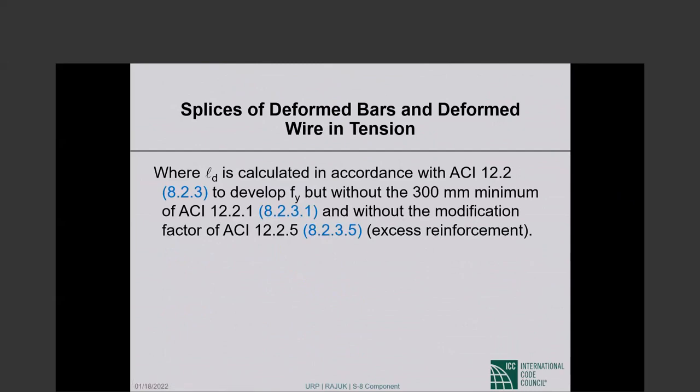So when we calculate development length by ACI 318 requirements, you remember there was a table and an expression. You could use the table or the expression.